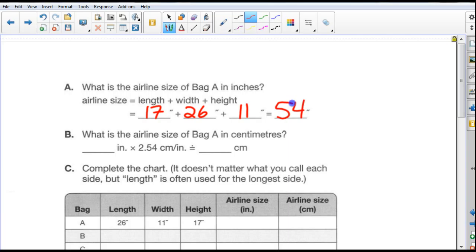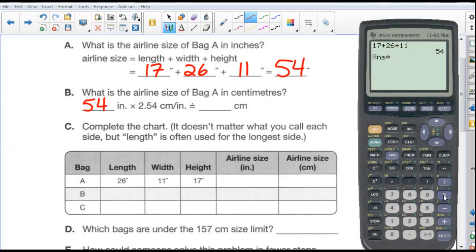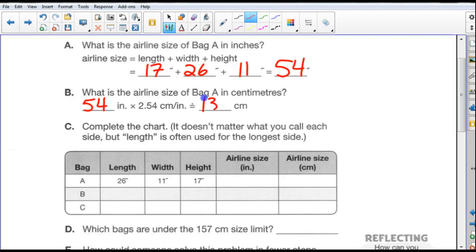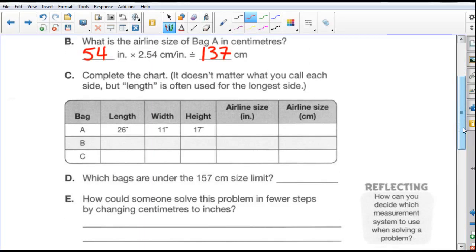What is the airline size of bag A in centimeters? Well, we know we have 54 inches total. We have to convert that into centimeters. Multiply that by 2.54. So we take our 54, multiply that by 2.54, and we get 137.16, approximately 137 centimeters. It says complete the chart. It doesn't matter what you call each side, but length is often used for the longest side. So airline size in inches is 54. Airline size in centimeters is 137, so it fits. Okay, let's do B.